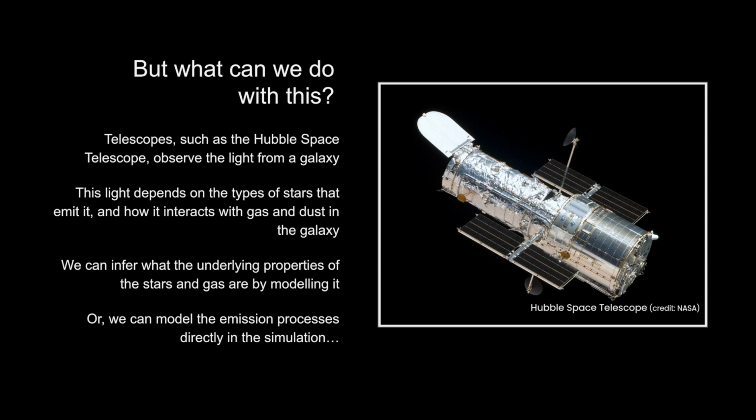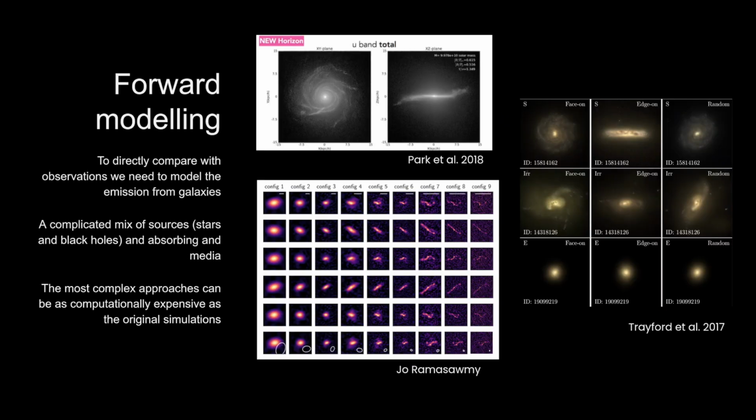If we want to understand our observations of galaxies and learn about the underlying processes occurring, we need to understand and model how this light is generated and its interactions. This requires another step in our simulation pipeline. This step is known as forward modeling and is the final step to go from intrinsic properties to mock observables.